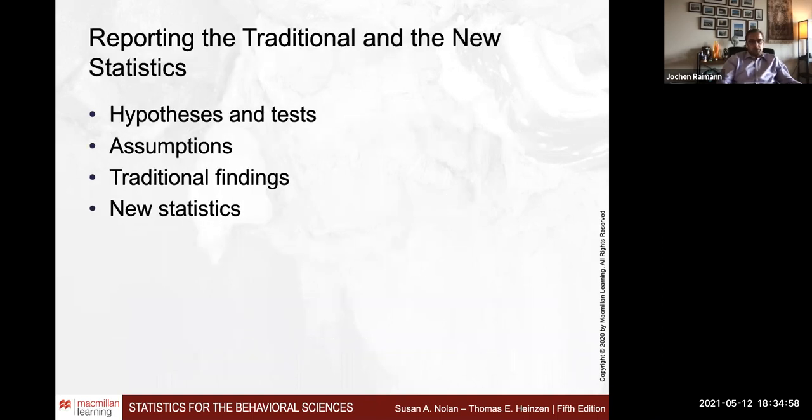Then we're reporting in the results the traditional and new statistics. We report hypotheses and tests conducted. We're stating the assumptions. We're reporting the traditional findings with the p-value and the new statistics using the confidence intervals.